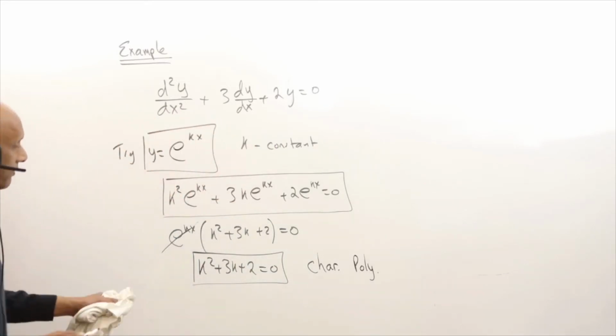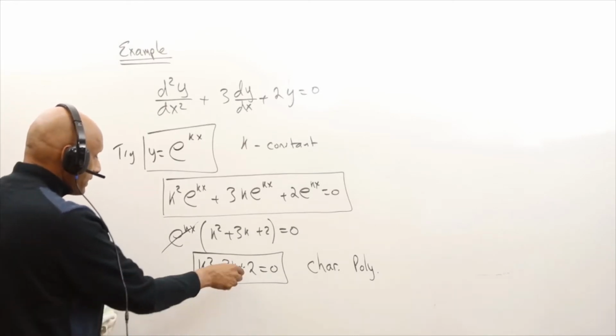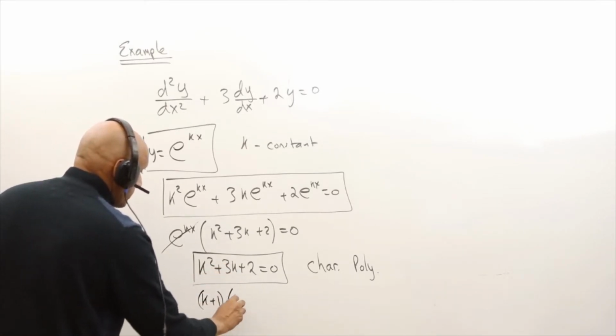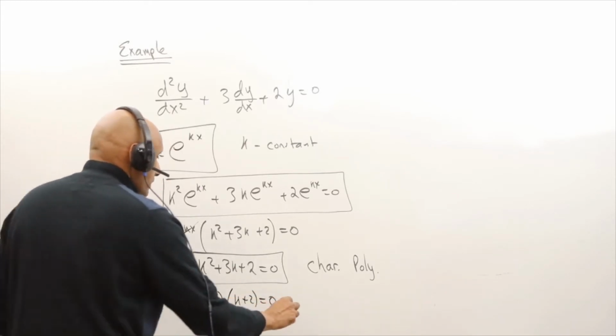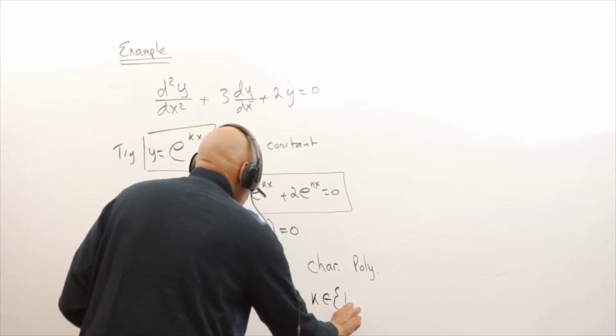So we just have to solve for k. In this case, the characteristic polynomial is nice and simple, so we can say that's really k plus 1 times k plus 2 equals 0. And we get that k is a member of the set 1 and 2.